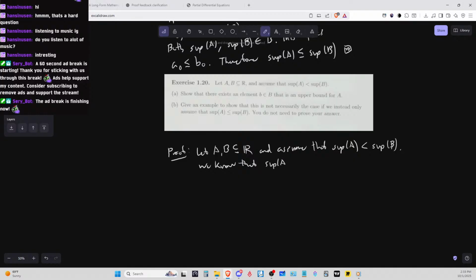The supremum of A is in A, and the supremum of B is an element of B, which are both in R.